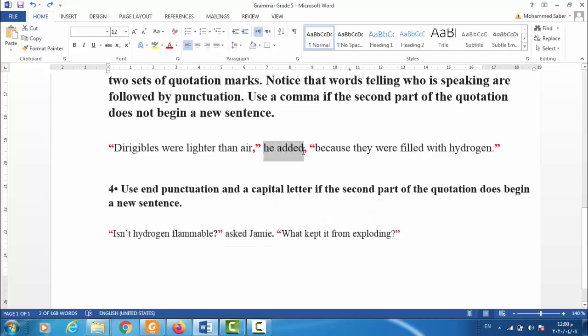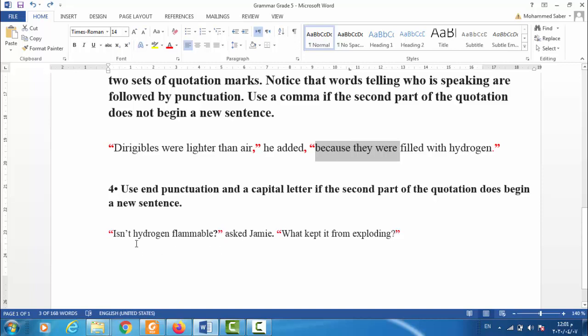Teacher, why is the part in here followed by a comma, and it's the person? We interrupted the sentence, or we divided the sentence, by the person who said it. And in here, we put a full stop. What's the difference in here? Yes, I will tell you. In the first one, we put a comma in the middle, because if you can see in here, this is not the end of the sentence. It's not a new one. This is the same sentence, but they continued the part from here. Like "Dirigibles were lighter than air," and then I continue "because they were filled with hydrogen."